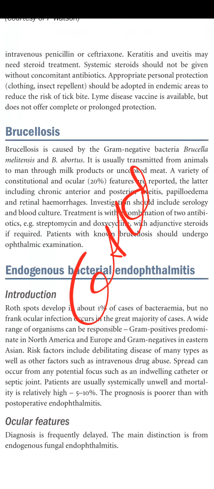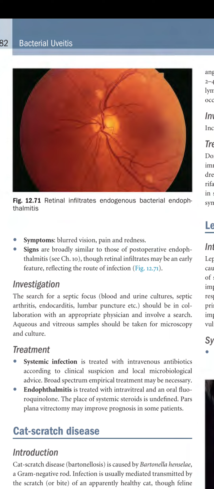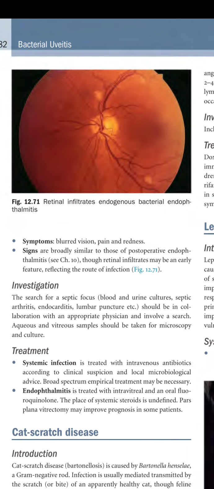Symptoms are blurred vision, pain, and redness. Signs are broadly similar to post-operative endophthalmitis. So you can see AC reaction, hypopyon, and there is going to be vitritis as well, though retinal infiltrates may be an early feature reflecting the route of infection. So you can see in 12.71 there are retinal infiltrates, which are whitish lesions present on the retina, showing that the endogenous route is there.